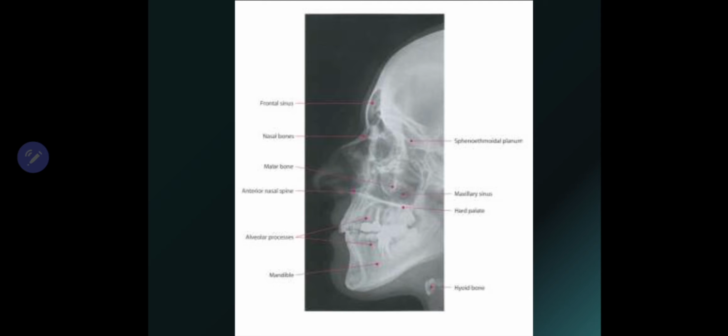This is another radiograph which helps you identify the parts. This is the frontal sinus, the nasal bone, the hard palate. This is the sphenoethmoidal plane, the hyoid bone, the mandible, the area of the maxillary sinus.